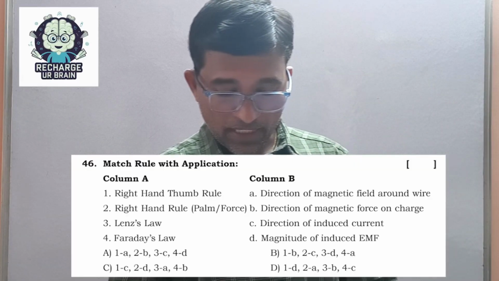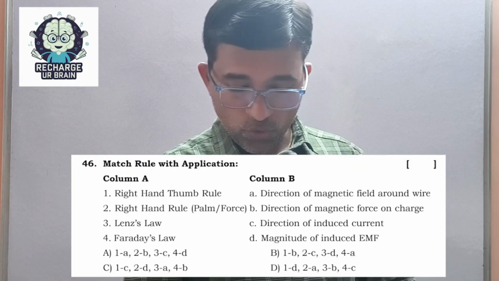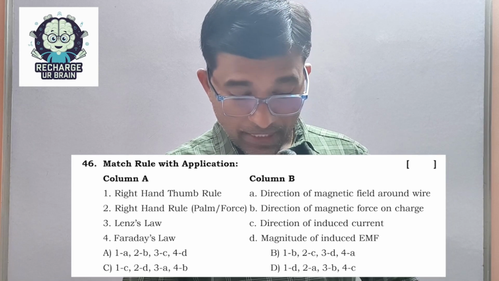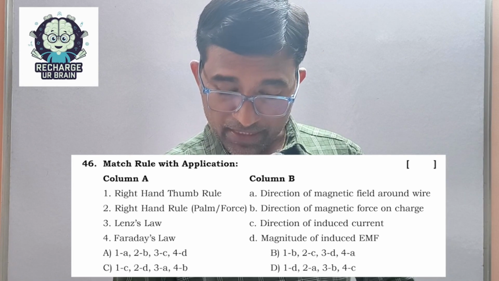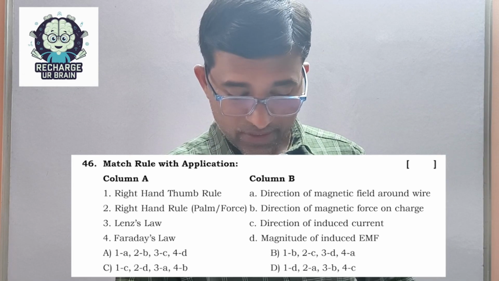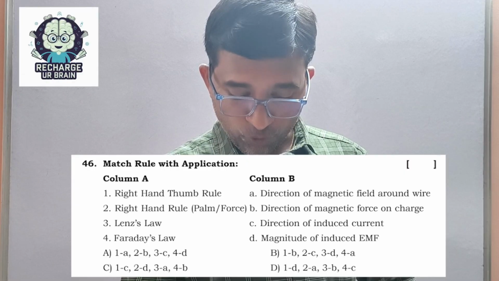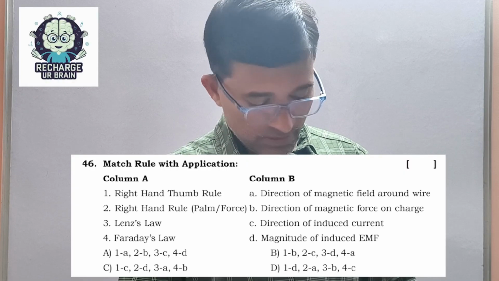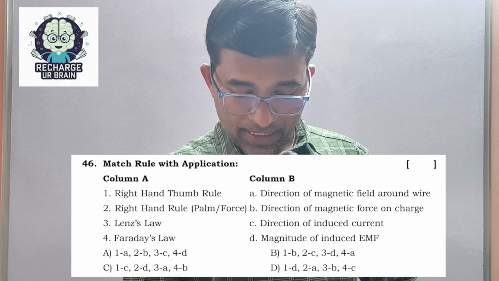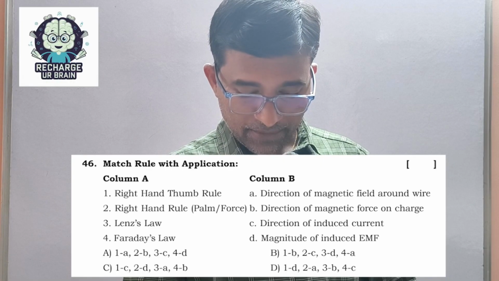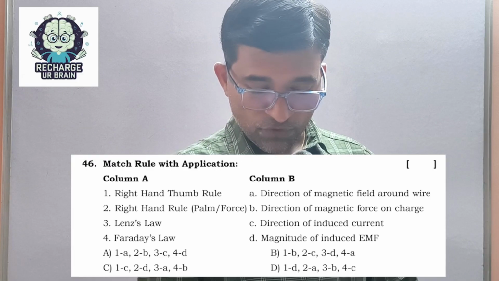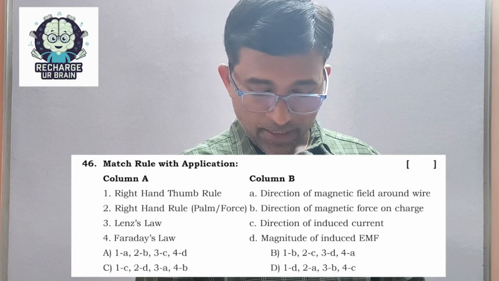And next one is 46th bit. Now we are having again match rule with application. Right hand thumb rule is related to direction of the magnetic field around wire. That's right. Right hand rule, palm force. Direction of magnetic force on charge. Next one, Lenz's law, direction of induced current. Faraday's law, magnitude of induced EMF. So for 46th one, the right option is A.